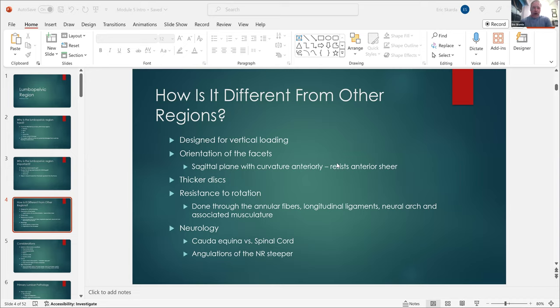Okay, so that's the orientation of the facets. Obviously, we're going to have thicker discs. We were talking about that. They won't have the same type of potential for clefting that we have around the U joints or around some of the thoracic segments that facilitate rotation. We were talking about the resistance to rotation. There's a lot of different structures that do that. The annular fibers are one of the major ones. I actually think from a percentage perspective, the longitudinal ligaments supposedly are the greatest resistor to rotational movements. I think that's based on some study. But these things, the neural arch, and the associated musculature, all allow the lumbar spine to resist rotation.